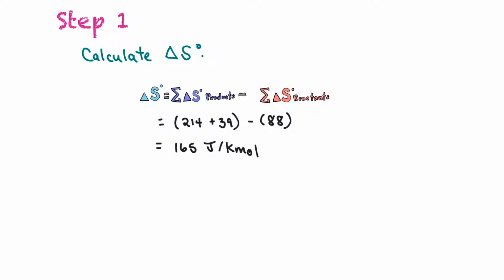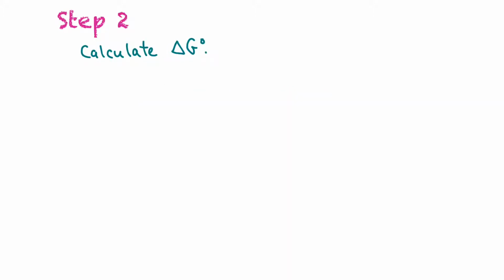Now, we need to convert this into kilojoules. So we will divide by 1,000 because we will have to use kilojoules from our delta H's. So 0.165 kilojoules per K per mole. Now we'll solve for delta G.